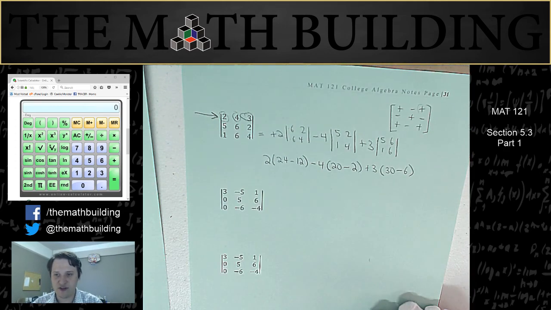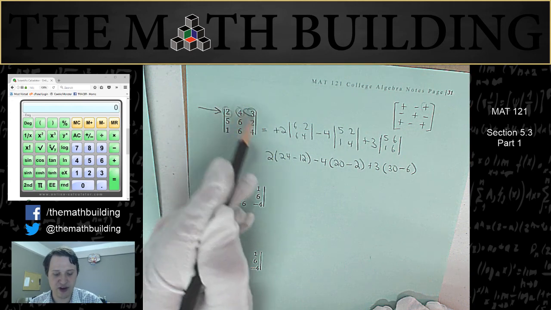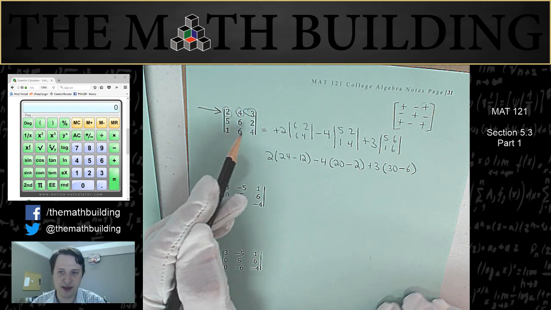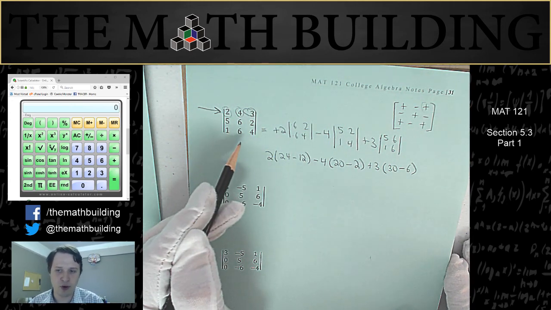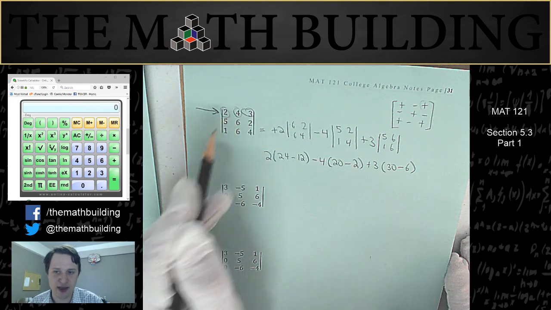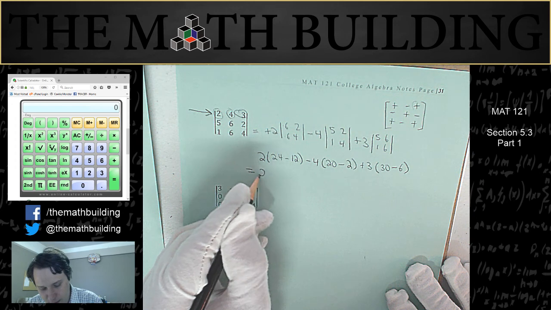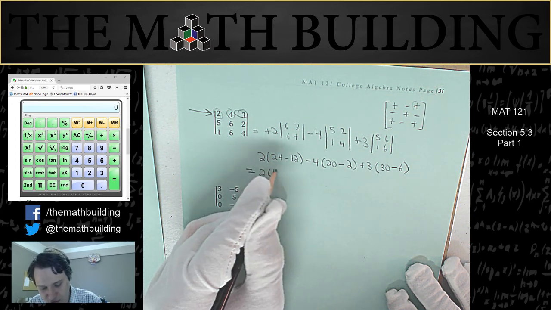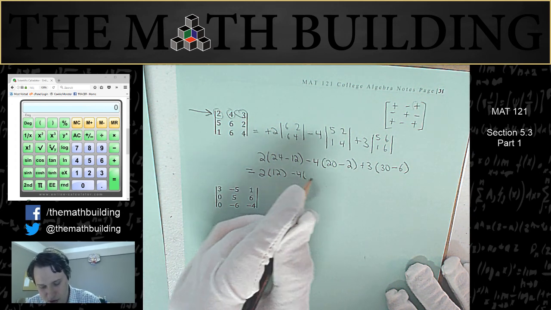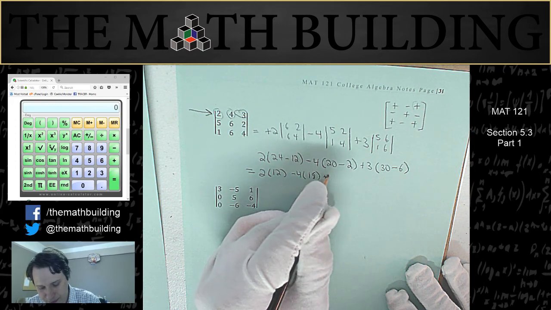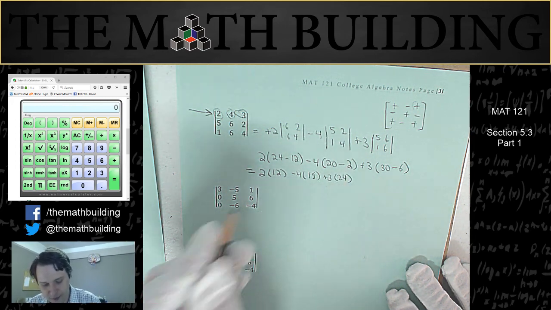So there you go. I started us off with one that had all positive numbers, because really the only way to make this more difficult is to add a bunch of negatives, which we'll do in a future example. So remember, the determinant is just a number. So let's see, 24 minus 12 is 12. 20 minus 2 is 18. 30 minus 6 is 24.